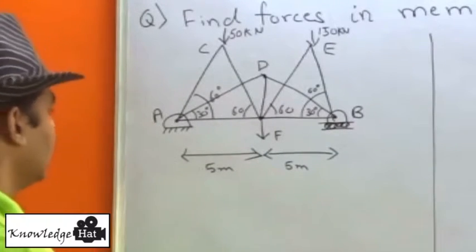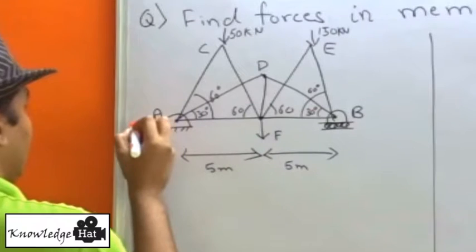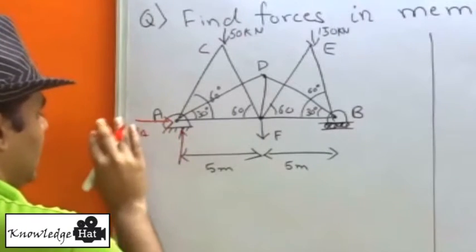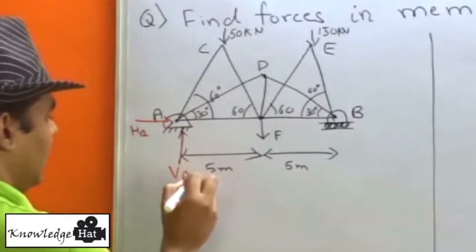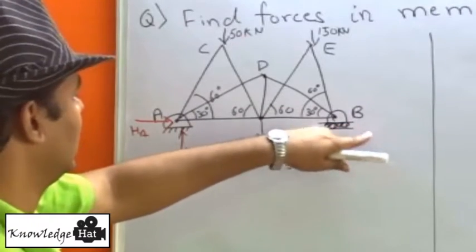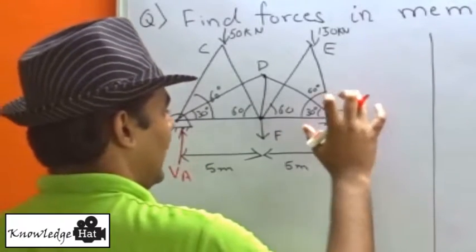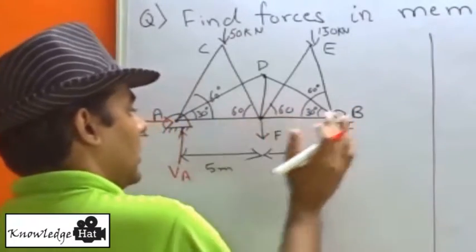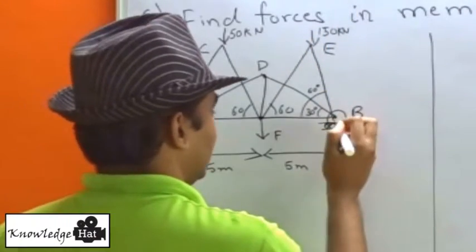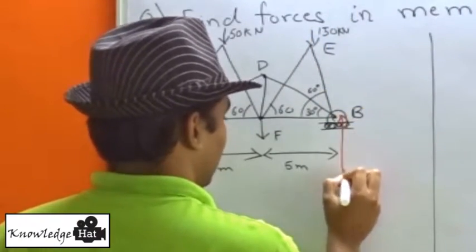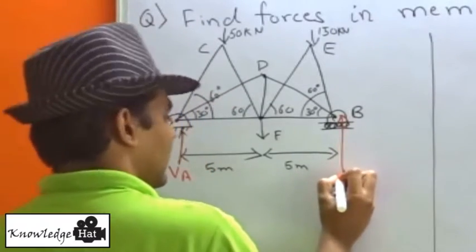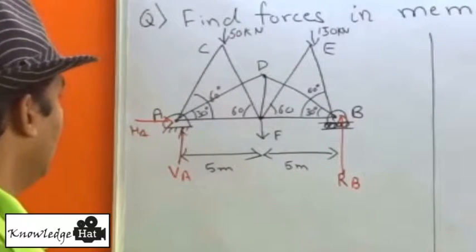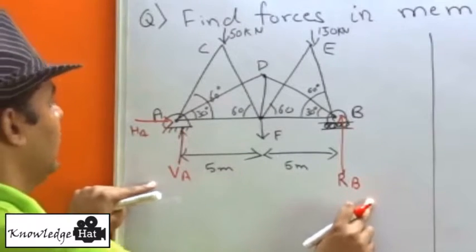This is a hinge joint, so we replace it by two forces, HA, which is the horizontal force, and VA. The other one is a roller joint. So here the motion in x direction is allowed, but only the motion in vertical direction is blocked, which is given by a reactional force. We take it as say RB, reactional force on point B. Now we will have to find these values.